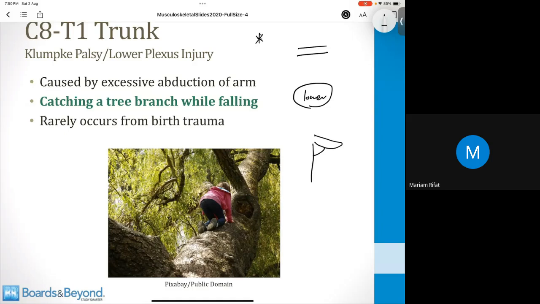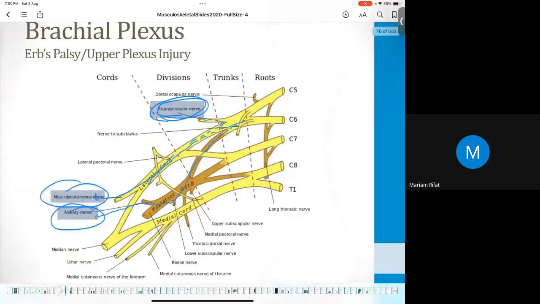We have a child who climbed a tree. He was falling from the tree, and suddenly he grabbed a branch of a tree. So what do you think? Which trunk is going to be damaged in this child? Lower trunk, right? The lower trunk is going to be ruptured or damaged. So let's discuss which nerves the lower trunk gives rise to.